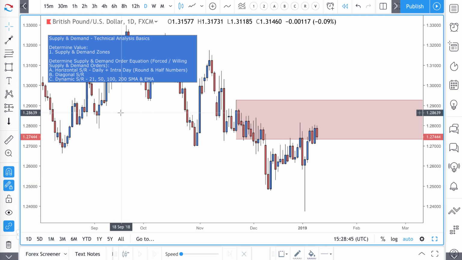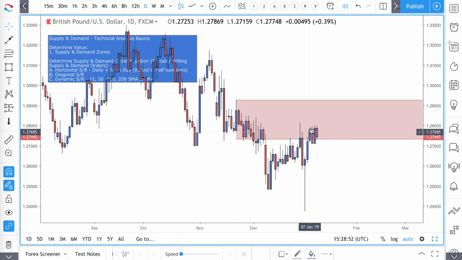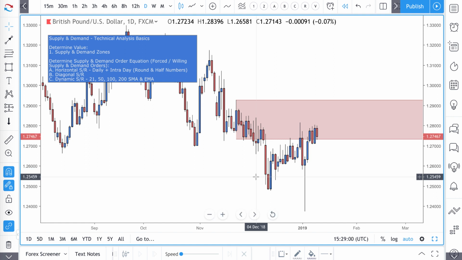So what I want to do is show you one of the ways that I use a daily time frame zone to enter on an intraday time frame. This comes from a previous mentoring session I had with a student, and also from questions about whether traders can use intraday supply and demand zones. For example, 4 hour, 1 hour supply and demand zones, and would they work?